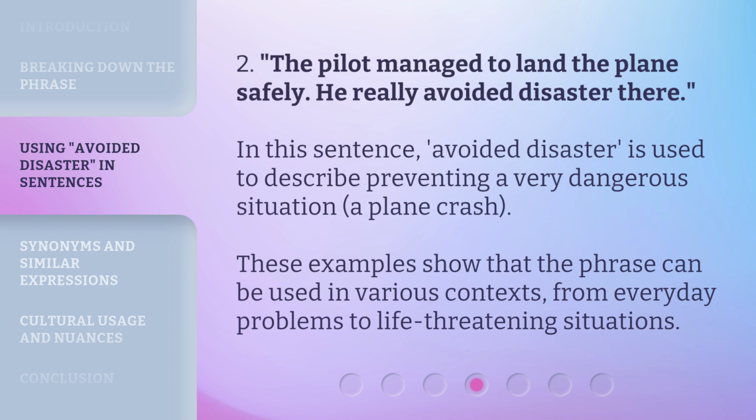2. The pilot managed to land the plane safely. He really avoided disaster there. In this sentence, avoided disaster is used to describe preventing a very dangerous situation, a plane crash. These examples show that the phrase can be used in various contexts, from everyday problems to life-threatening situations.